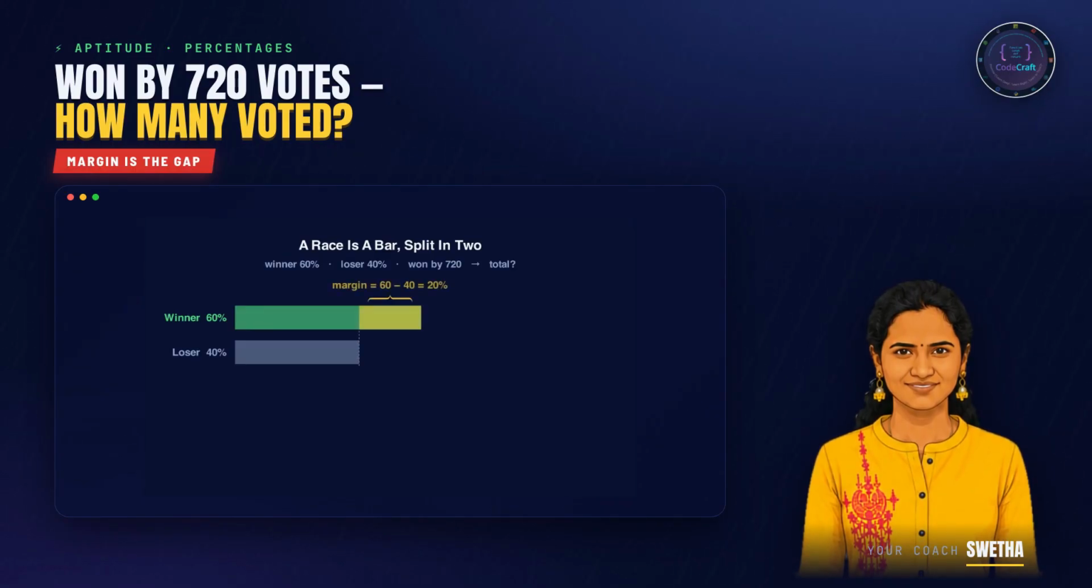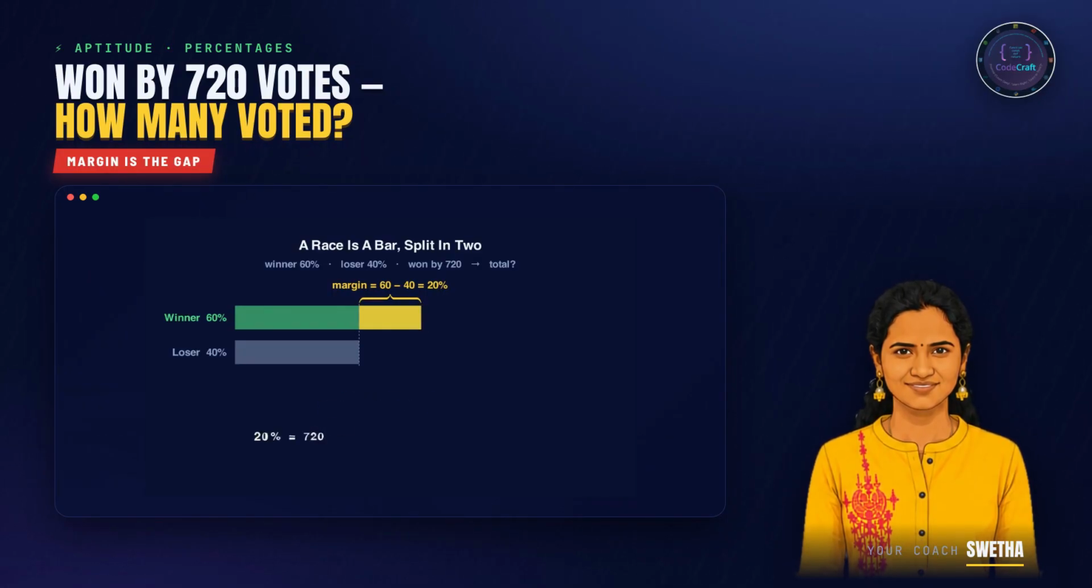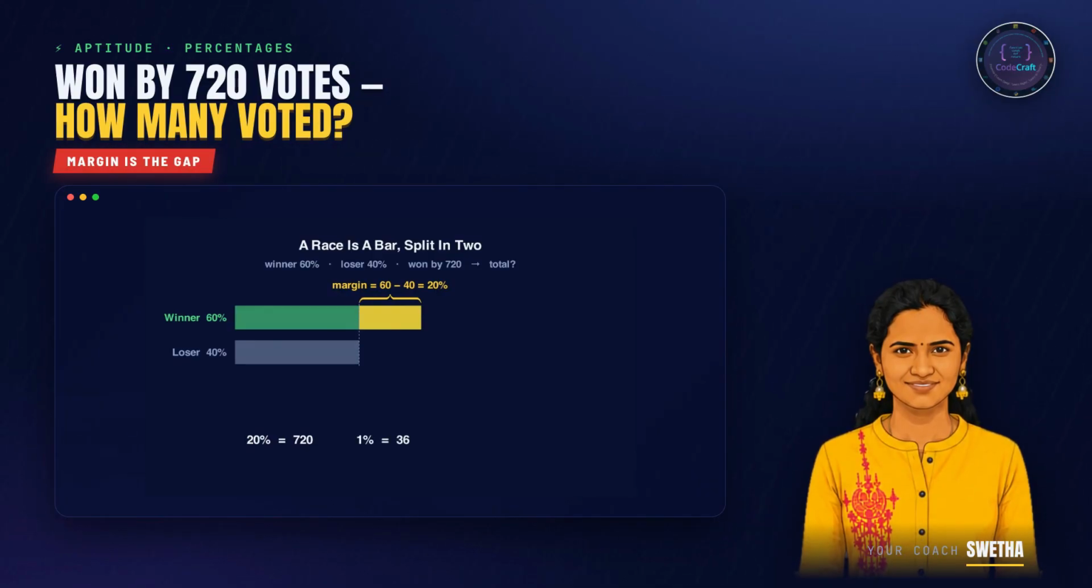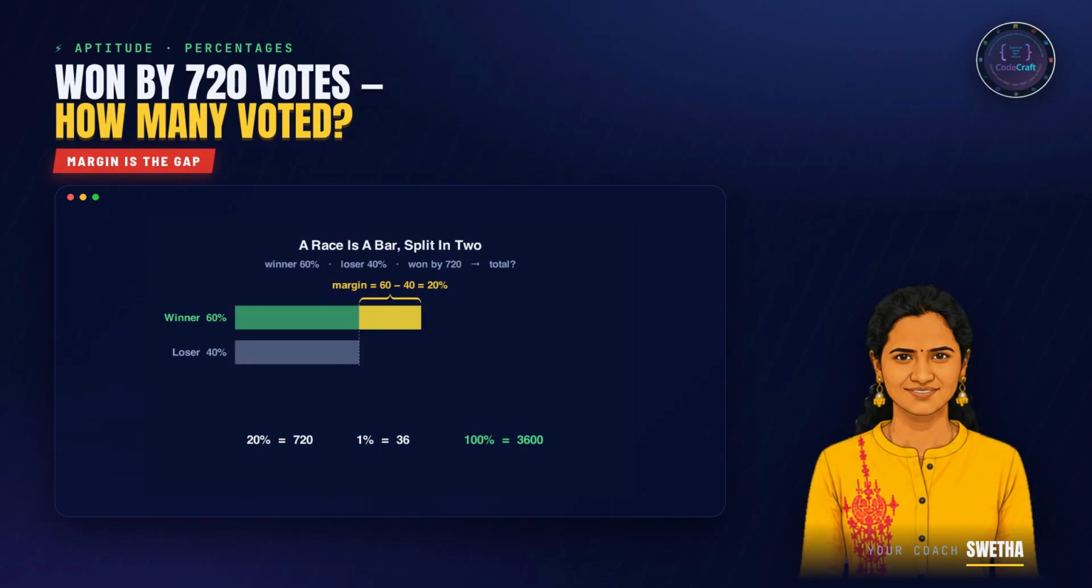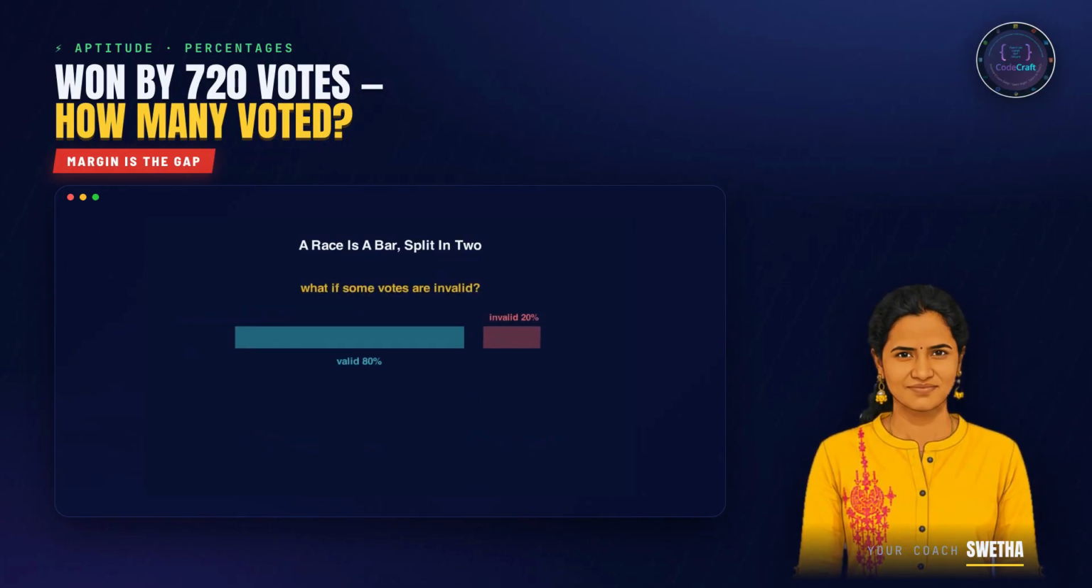The winner is ahead by the difference between the two shares. 60 minus 40 is 20% of all the votes, and that 20% is exactly the 720 vote margin. So 20% is 720, 1% is 36, and the full 100% is 3,600. So 3,600 people voted. And what if some votes are invalid?